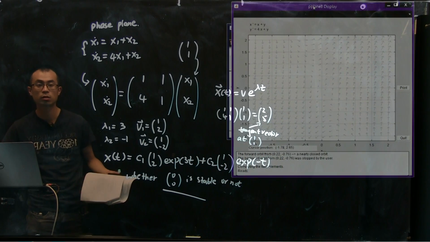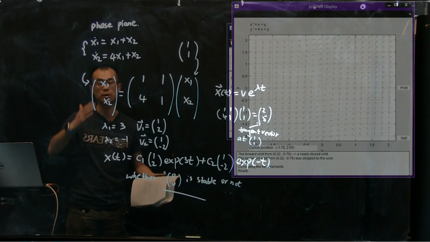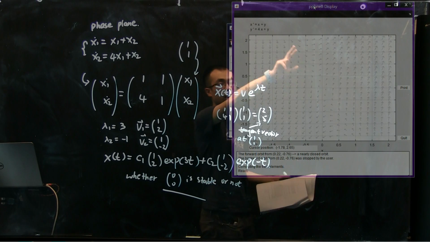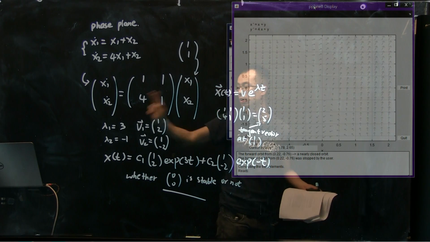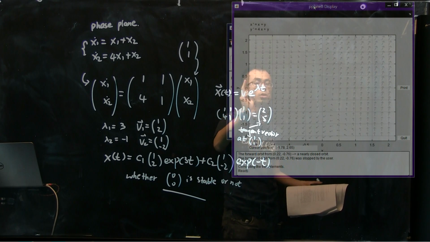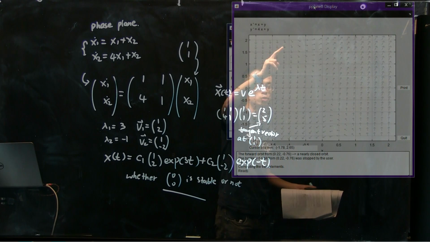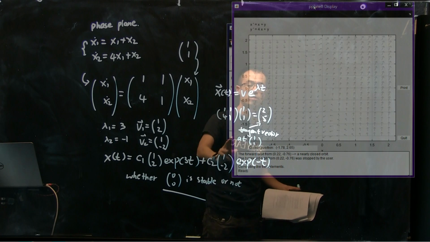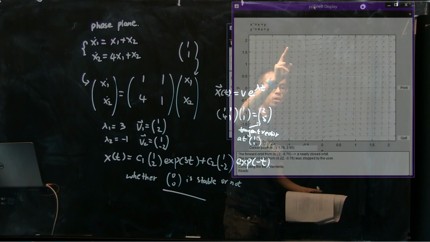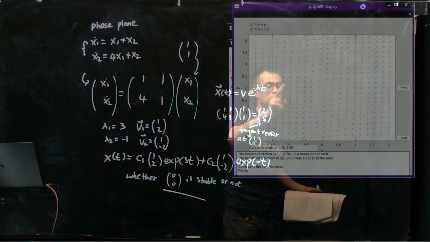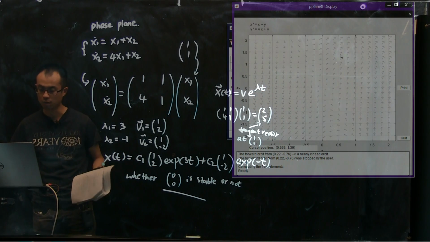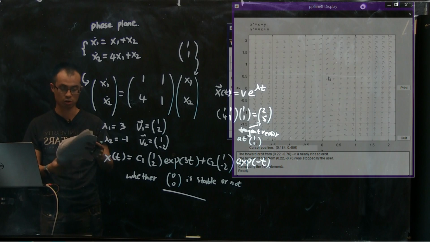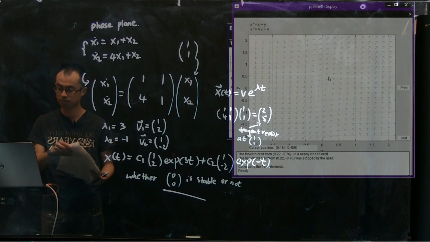So yes, these are the arrows that I drew, and what this program does is pick each point, find out the tangent vectors, and plot the tangent vectors on each point. So that's basically how it looks. So it's very handy and nice, in fact.